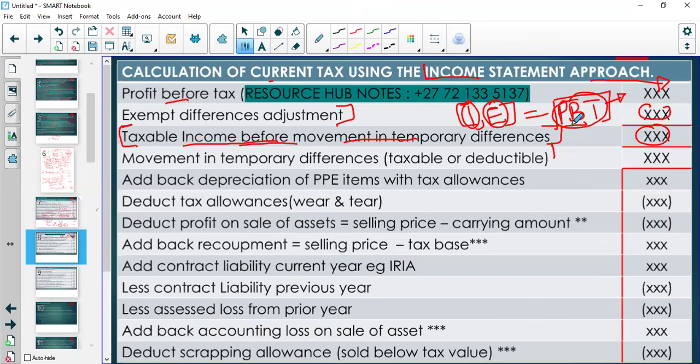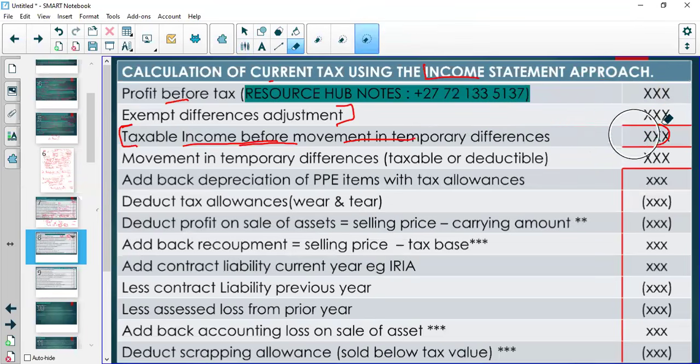So let's say we included in profit a certain amount, but SARS wants another amount. Let's say we included income of 10 here, and SARS wants us to include 20. So we have to reverse what we included and actually include what SARS wants. So we're going to make adjustments of what we thought is correct to accommodate what SARS wants.